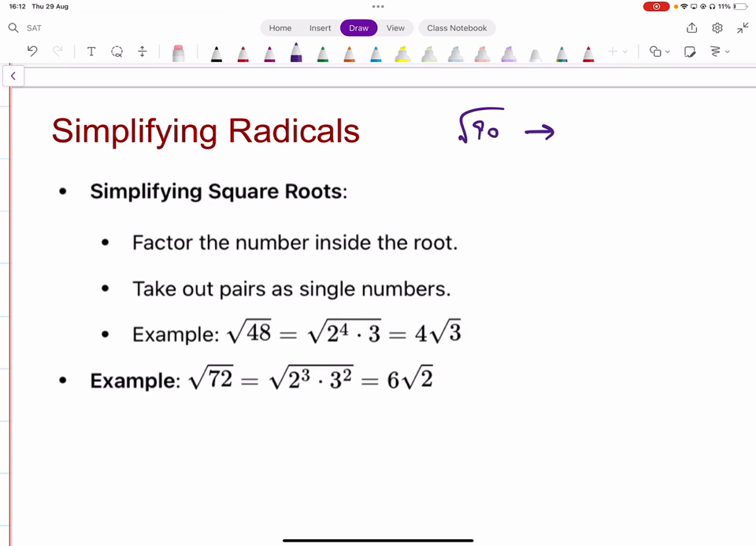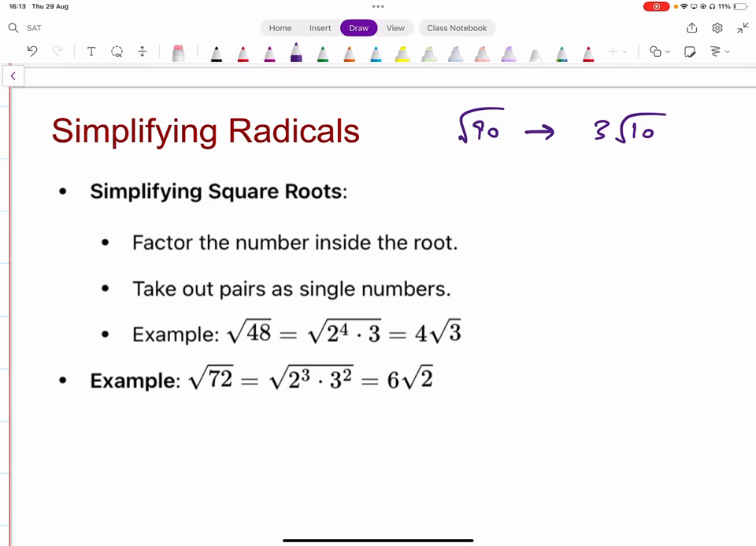Under root 90 gives you 3 under root 10. This is the simplified form of the square root. Okay? So sometimes you need to convert between these forms. Under root 90 can be written as 3 under root 10, and 3 under root 10 can be written as under root 90.